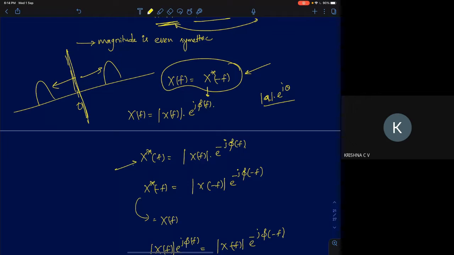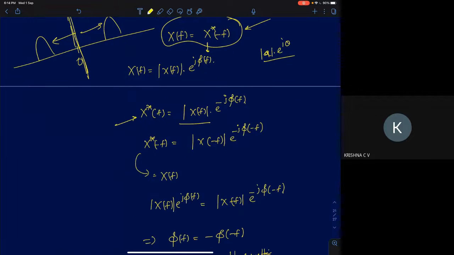So I'll take x conjugate of f. You'll get mod of x of f, which is a real scalar, multiplied by e power minus j phi of f, in place of plus j. Now I'll do x conjugate of minus f. This will be mod of x of minus f times e power minus j phi of minus f. We just know from the definition that for a real signal your Fourier transform is complex conjugate symmetric, so this value will be equal to x of f.